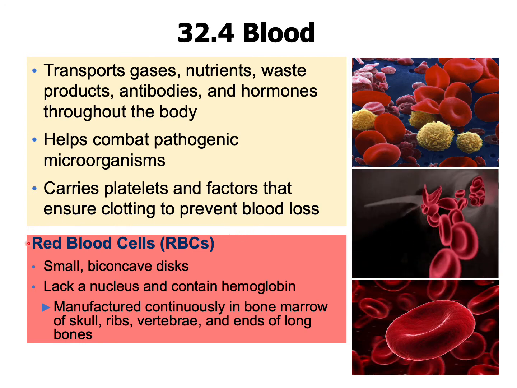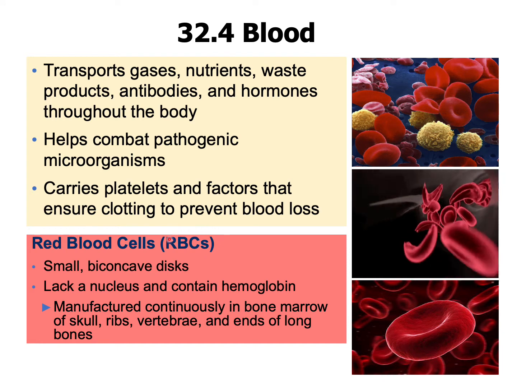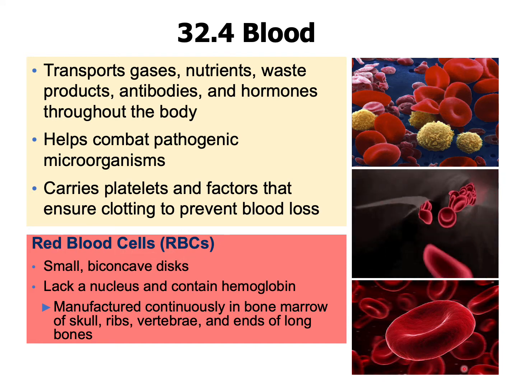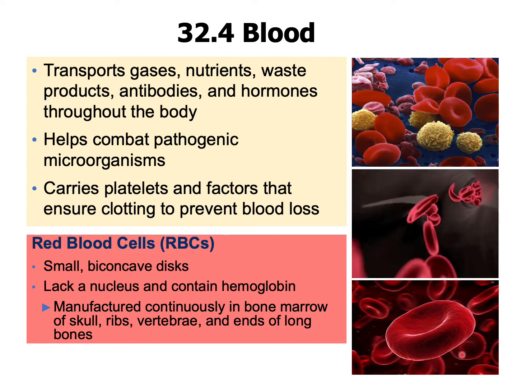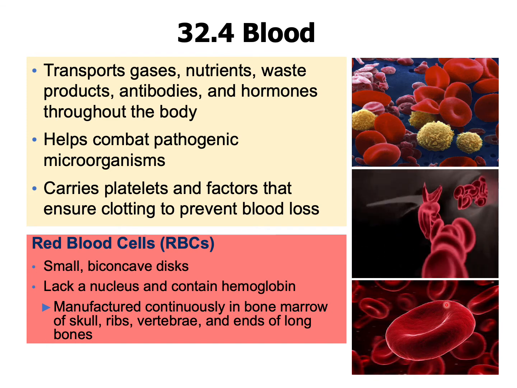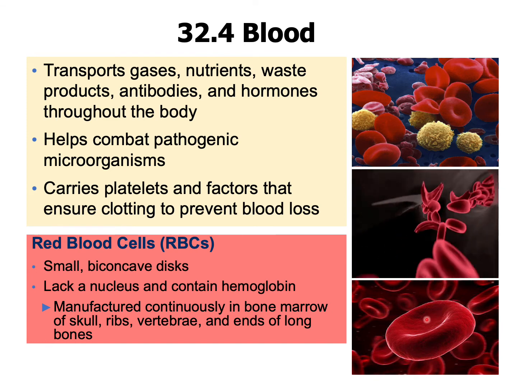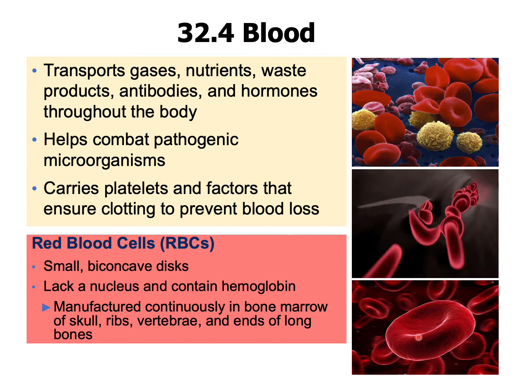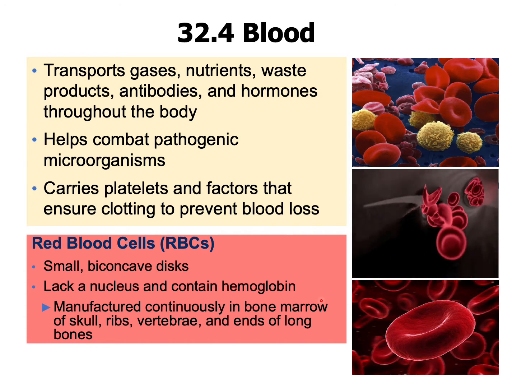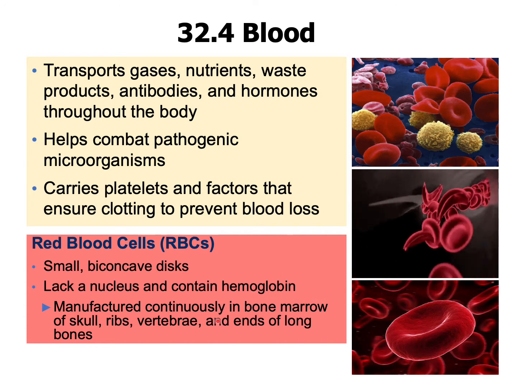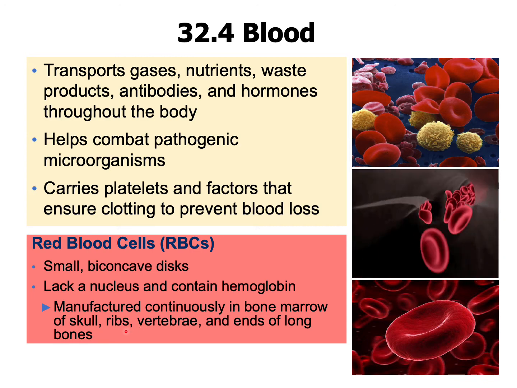The first type of blood cell we have is the RBCs, which are the red blood cells. They are small biconcave discs that lack a nucleus and contain hemoglobin. They are manufactured continuously in the bone marrow of the skull, ribs, vertebrae, and ends of the long bones.